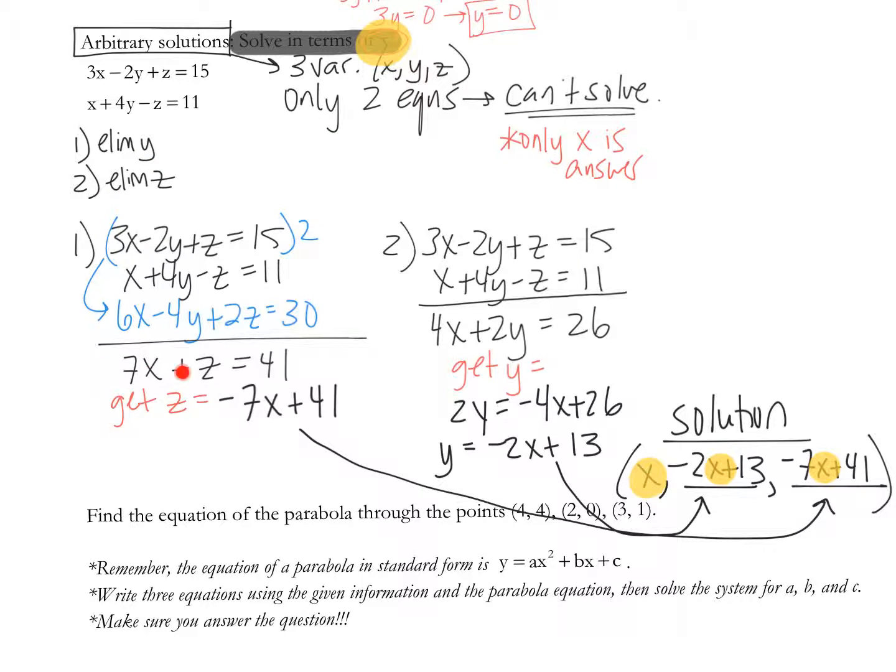And so I eliminated y for this equation, and I eliminated z for this equation. Then all you have to do is get z by itself, so that you have something to plug in for z. And you have to get y by itself, so you have something to plug in for y. And as a quick check when you think you're finished, make sure you have only x's in your answer.